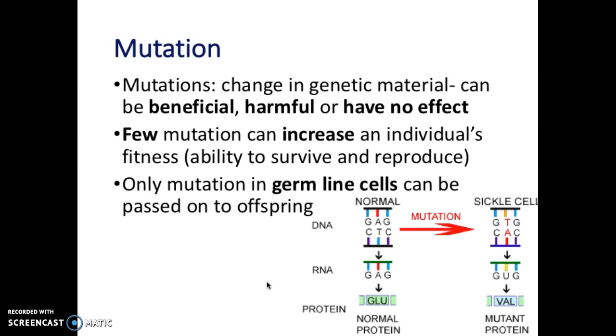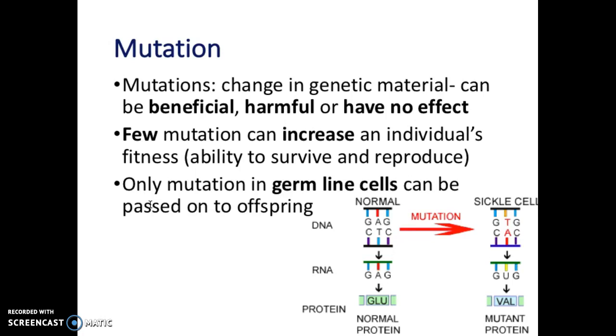The last thing that you need to remember about mutation is that only mutation in germline cells can be passed on to the offspring. A mutation that happens within a somatic cell cannot be passed on to the offspring. So if you have a mutation that increases the individual's fitness, which means this individual is going to be able to survive and reproduce, and this mutation happened in the germline cells of this individual, then this beneficial mutation will be able to be passed on to the next generation.